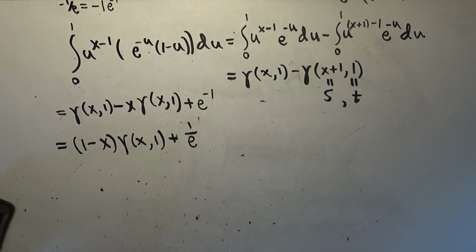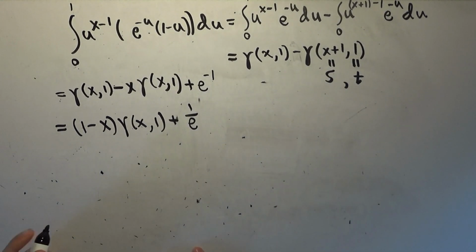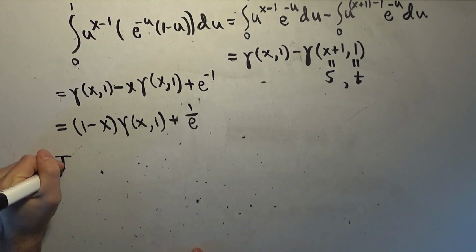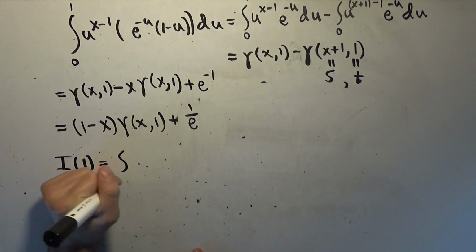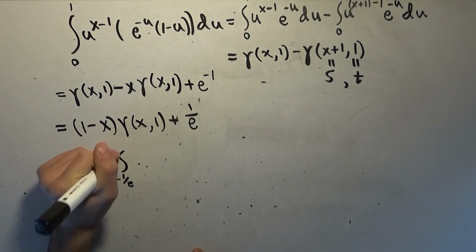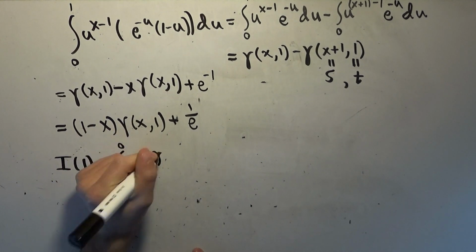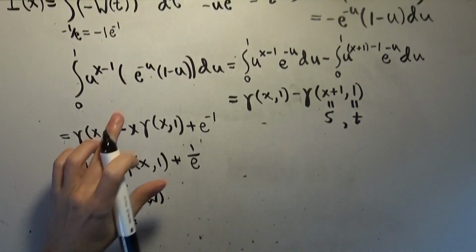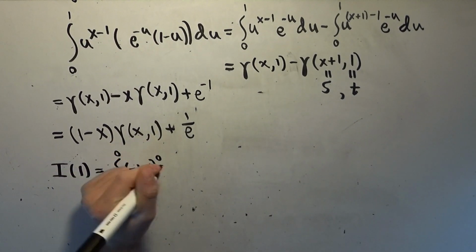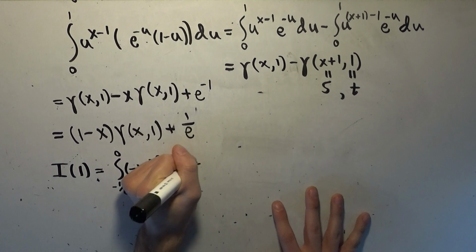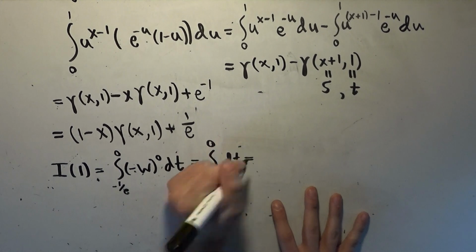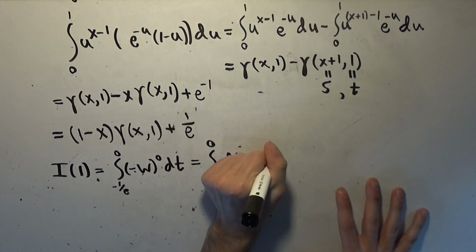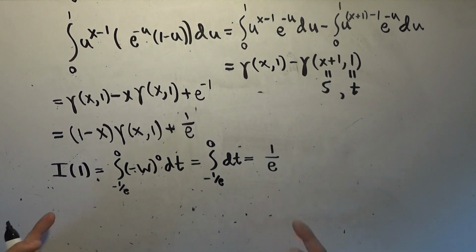So let's see if we can evaluate some of the values, right? Let's take a look. It's quite clear that I of 1, if we were just to consider it from the get-go, is the integral from negative 1 over e to 0 of negative t to the power of 1 minus 1, which is to the power of 0, so it doesn't really matter, with respect to t. So this is just the integral of 1 from negative 1 over e to 0 dt. That simply gives us 0 minus negative 1 over e, so we get positive 1 over e. So that's not too hard. I of 1 is positive 1 over e.